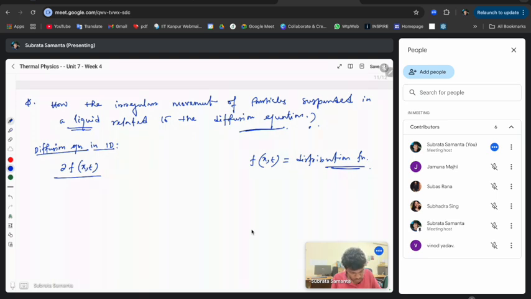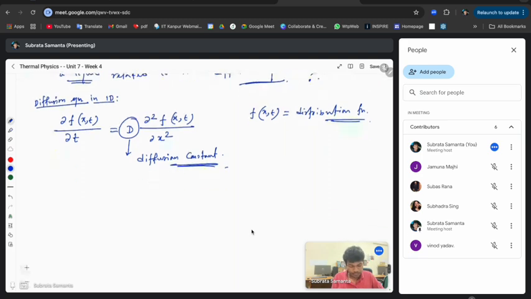So ∂f/∂t equals D times the second derivative in space. First derivative in time and second derivative in space, that is important. There is no minus sign, just a plus sign, and the coefficient D is called the diffusion constant.